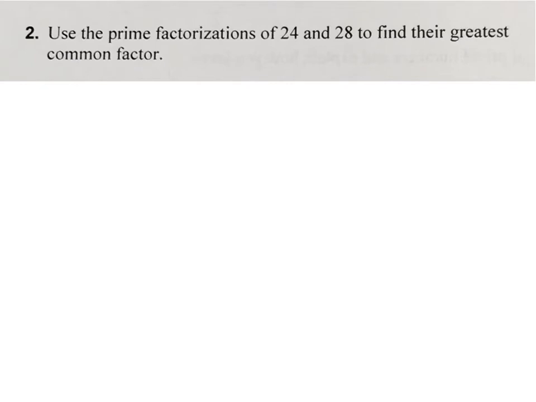Number 2, use the prime factorizations of 24 and 28 to find the greatest common factor. So we're going to use prime factorizations to find the greatest common factor. Let's pick 2 numbers to use to do this problem and see if this helps you figure out the greatest common factor for 24 and 28. Let's use the numbers 20 and 30.